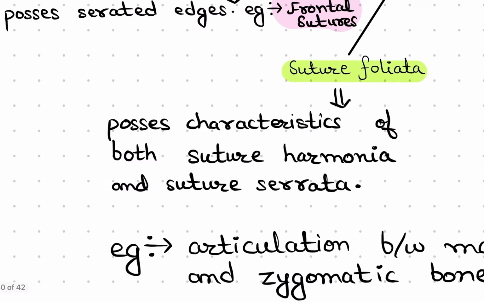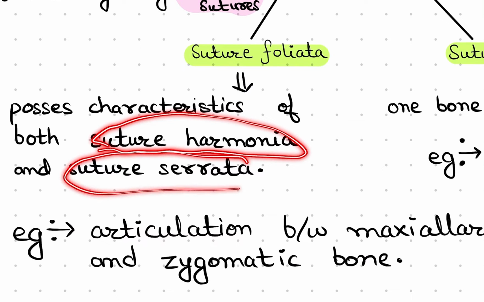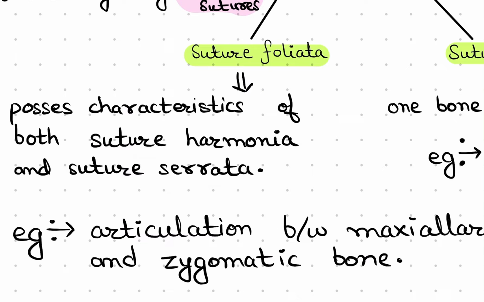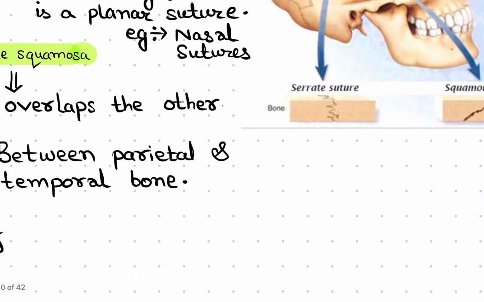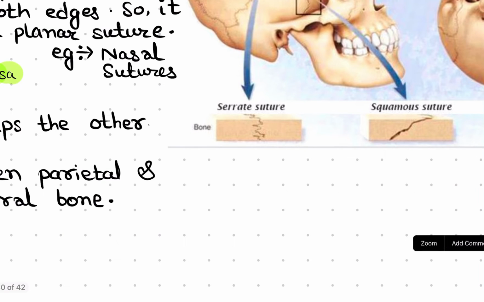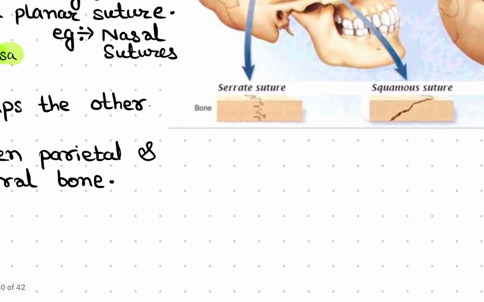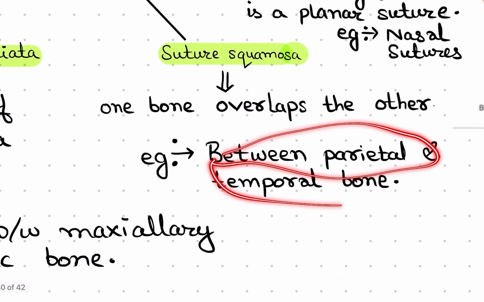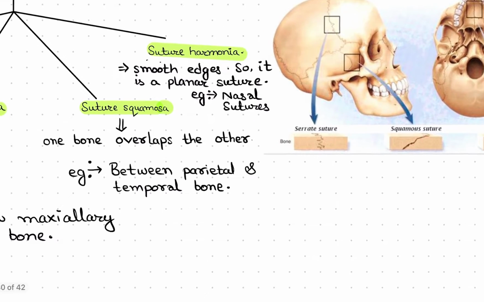Now second is suture foliata. Its characteristic is that it has both suture harmonia and suture serrata. Let us come to this suture foliata after a while. Now let's see what is this suture squamosa. In suture squamosa, one bone overlaps the other bone. Here it is suture squamosa. Like this is one bone, it is overlapping this bone. So these bones are overlapped by one another. So it is suture squamosa. What is its example? Between parietal and temporal layer. So if you will see your parietal layer and temporal layer, there you will find this suture squamosa.